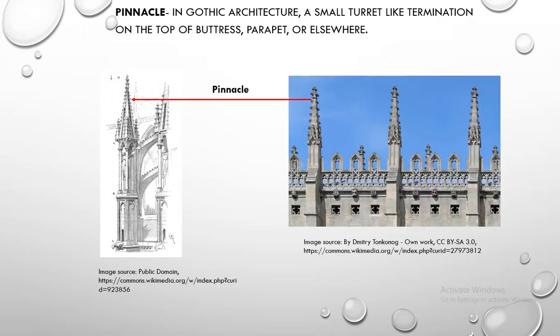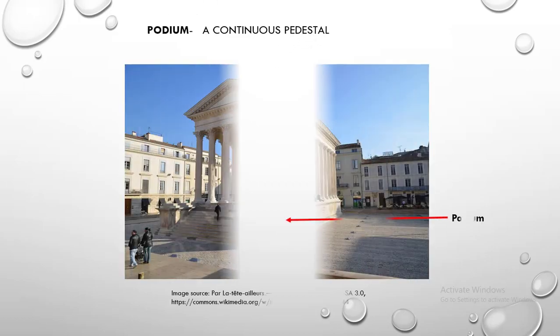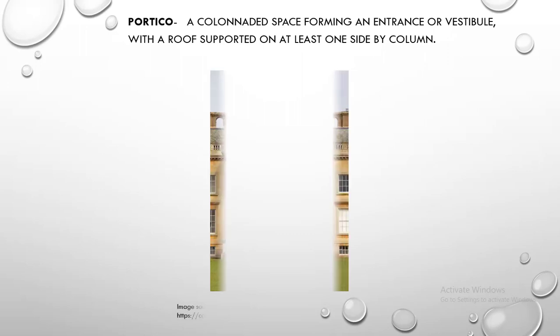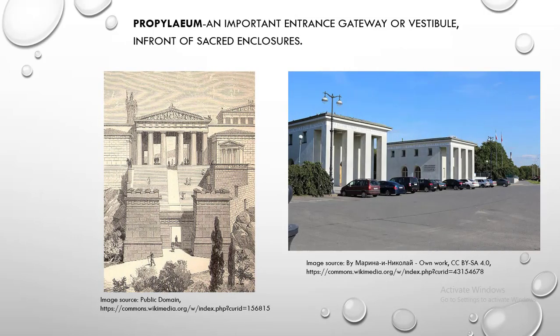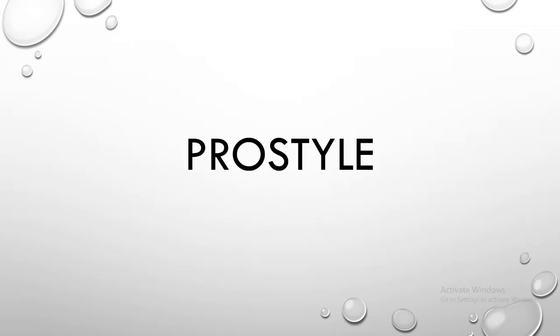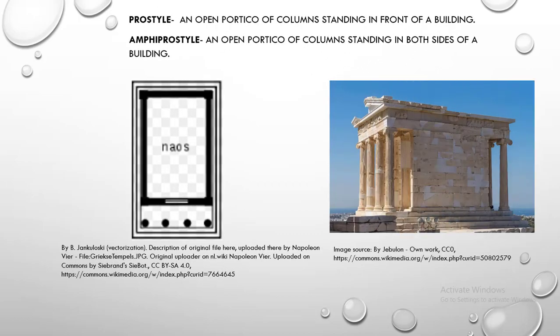Pinnacle. Pinnacle is, in Gothic architecture, a small turret-like termination on the top of buttress, parapet, or elsewhere. Podium. Podium is a continuous pedestal. Portico. Portico is a colonnaded space forming an entrance or vestibule, with a roof supported on at least one side by column. Propylaeum. Propylaeum is an important entrance gateway or vestibule, in front of sacred enclosures. Prostyle. Prostyle is an open portico of columns standing in front of a building.